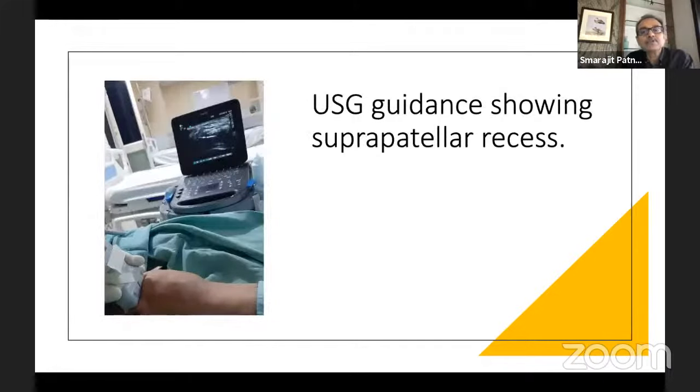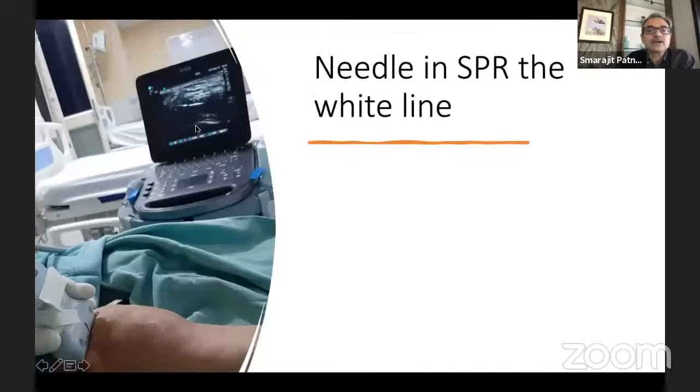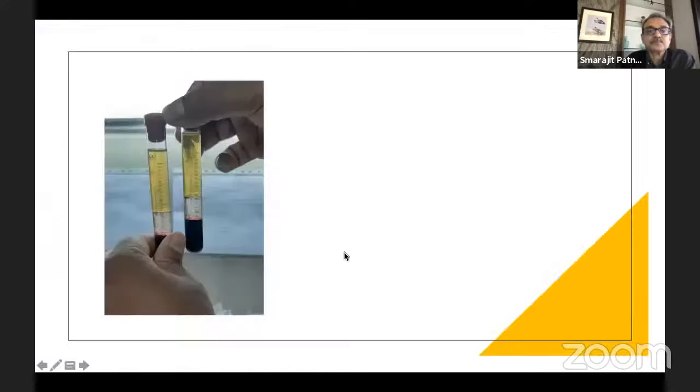Now we can do it without ultrasound guidance, but evidence and ultrasound guidance give us some advantage. Here the ultrasound shows the suprapatellar recess, how it is seen. In this picture, we see the needle is entering, just as you see the white straight line here. This is where the needle is entering, and this is the entire needle now in the suprapatellar recess. And this is just to recapitulate the same picture about the different layers.